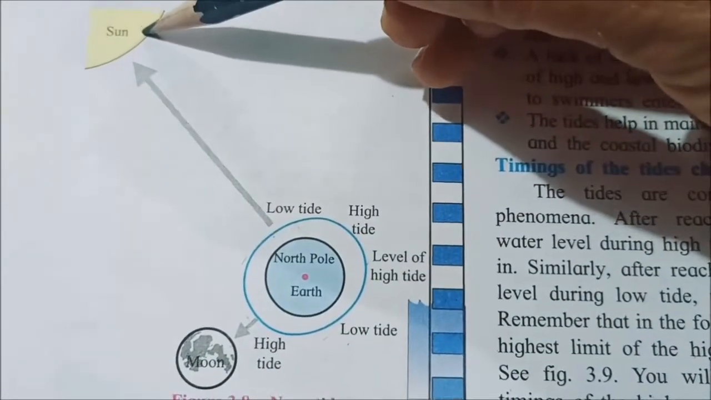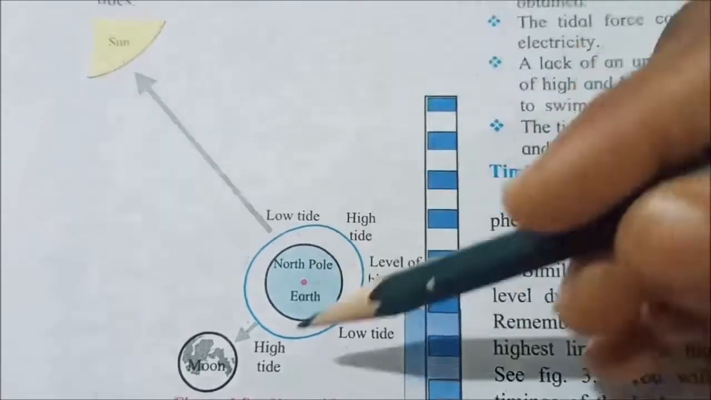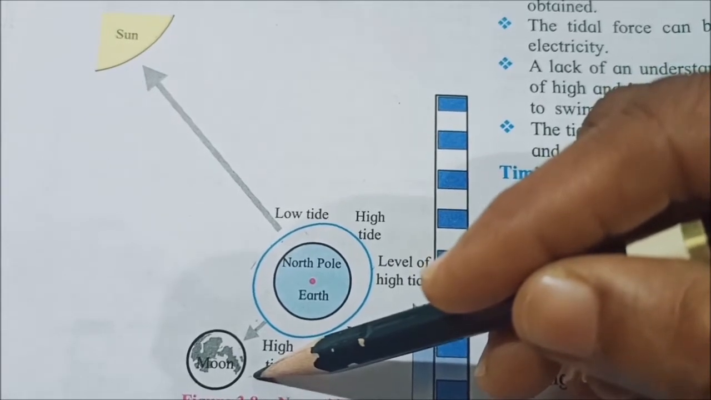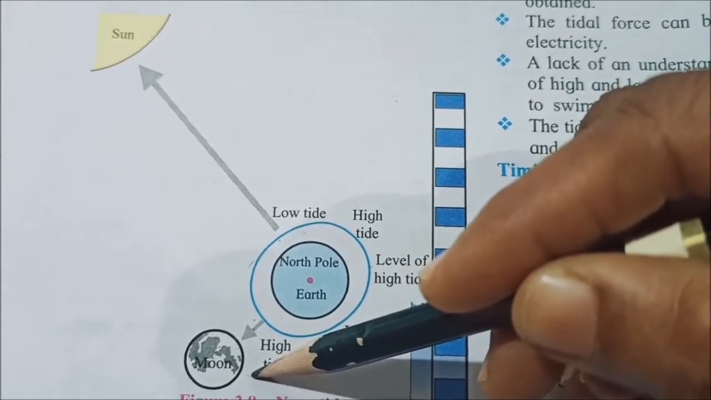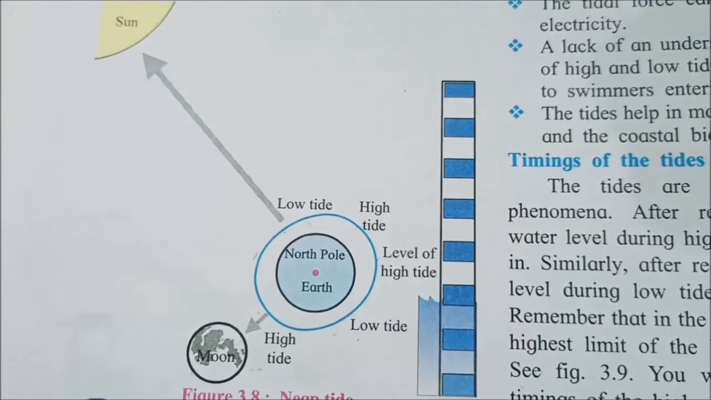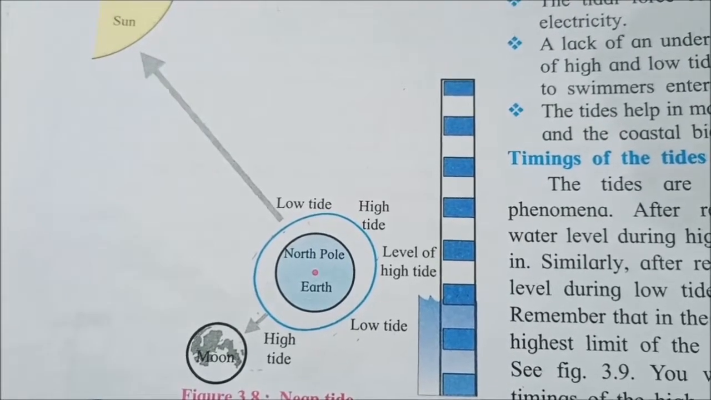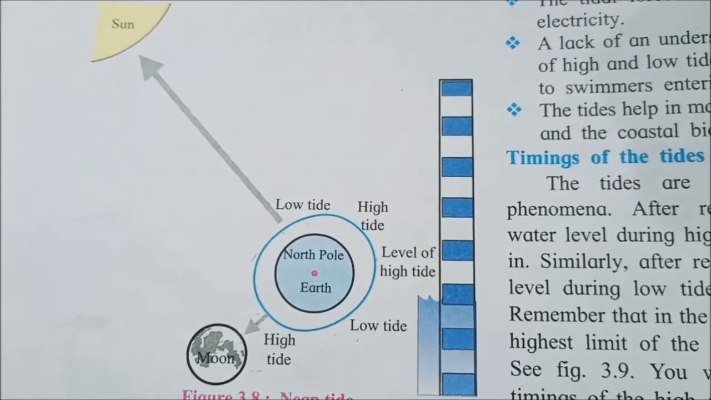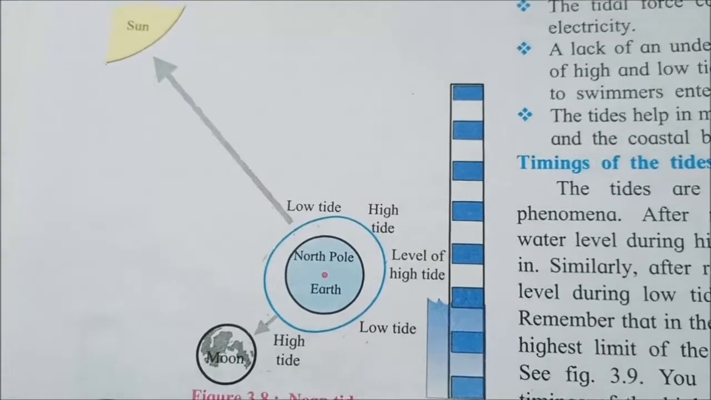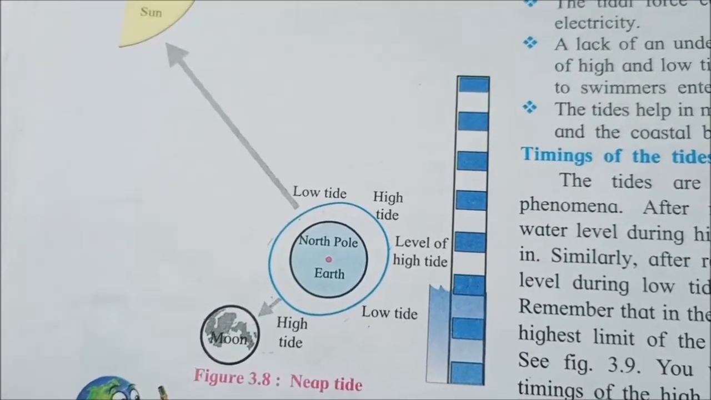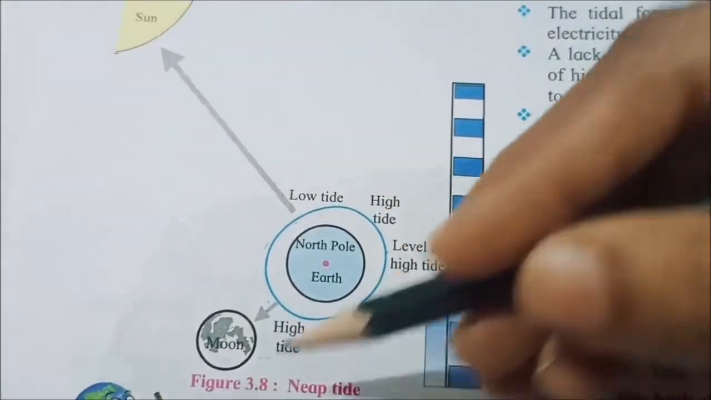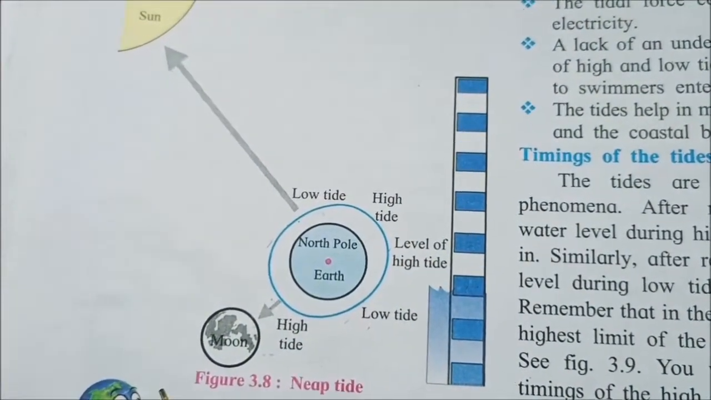Okay, when the gravitational pull of the sun is working, at the same time the moon is at right angle, and this gravitational pull of the moon also works on the sea water. Due to this condition, the water level rise is less than usual at the time of high tide, and the fall in the water level is less than usual at the time of low tide. So this condition is called a neap tide. So keep in mind the position of these three celestial bodies during neap tide.